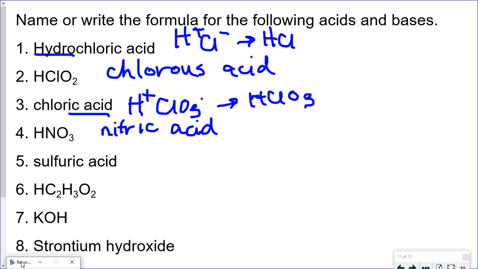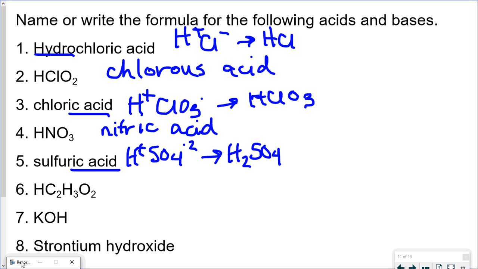Looking at sulfuric acid. This does not have a prefix, so it's not the first rule. And it ends in ic acid, so this is that third rule with an ATE ending as well. So this is from sulfate, which is SO4 with a -2 charge. This is going to begin with hydrogen because it's an acid, which is H+. And when we crisscross, we're going to get H2SO4.